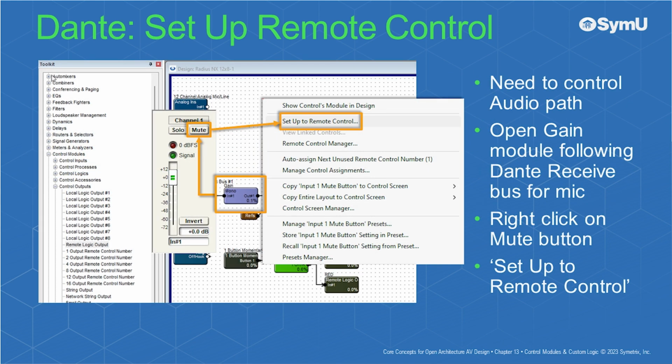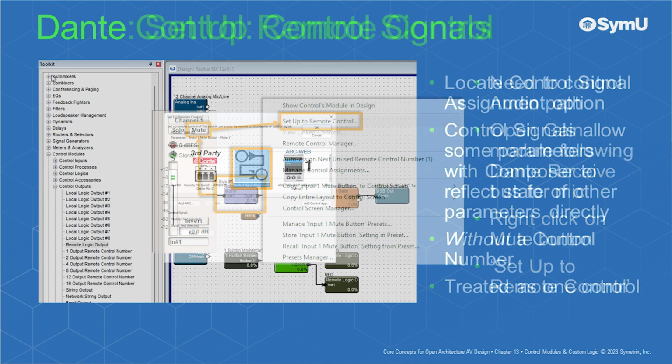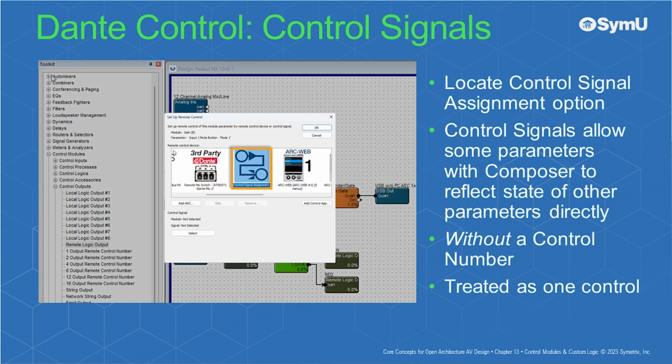Now that the LED functions are done, we need to control the audio path. Open the Gain module following the Dante Receive bus for the AT-ND971 and right-click on the Mute button. Select Setup to Remote Control. The Setup Remote Control window will open. Locate the Control Signal Assignment option.